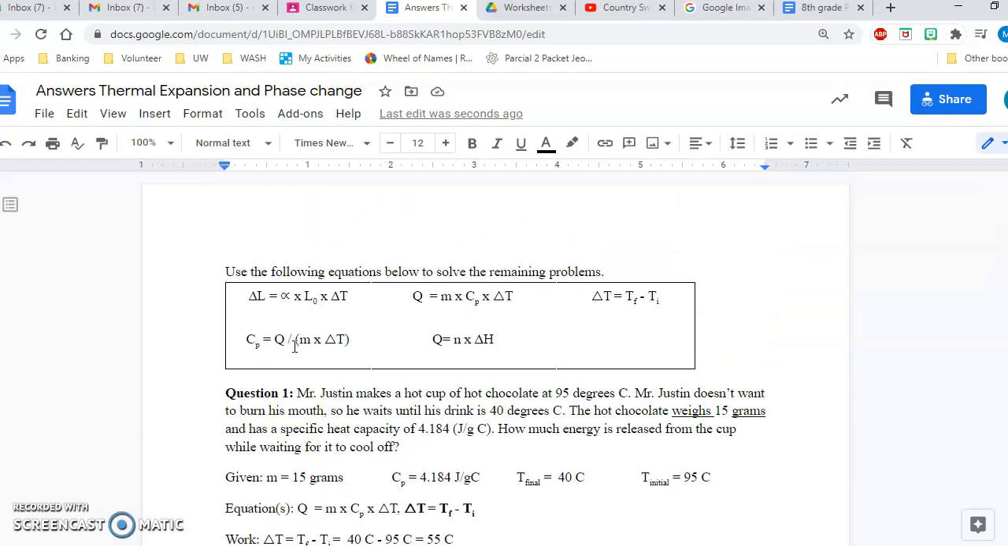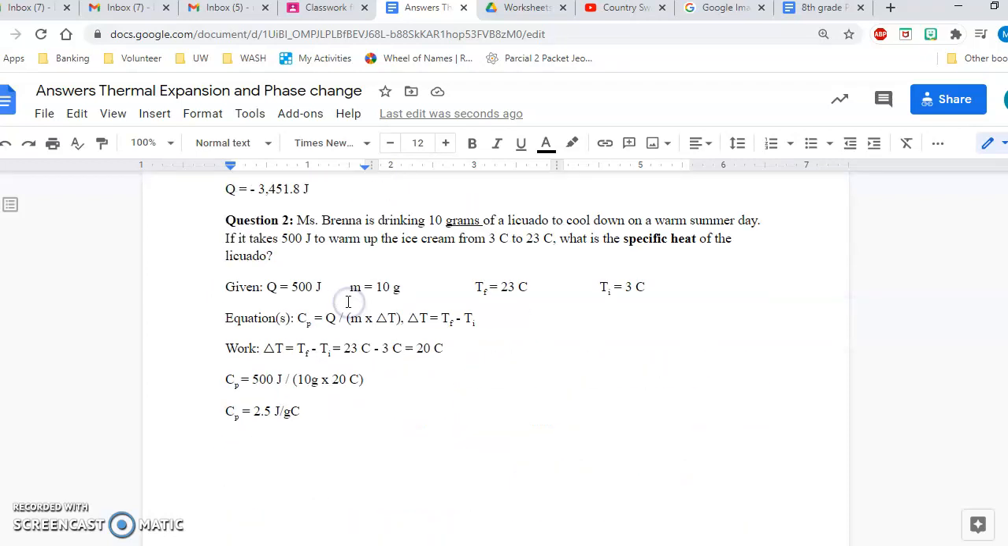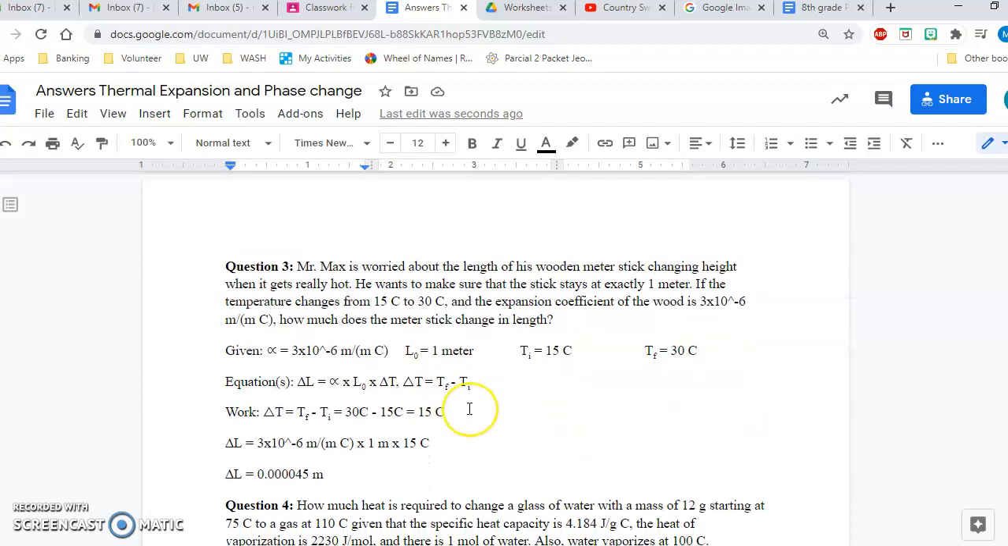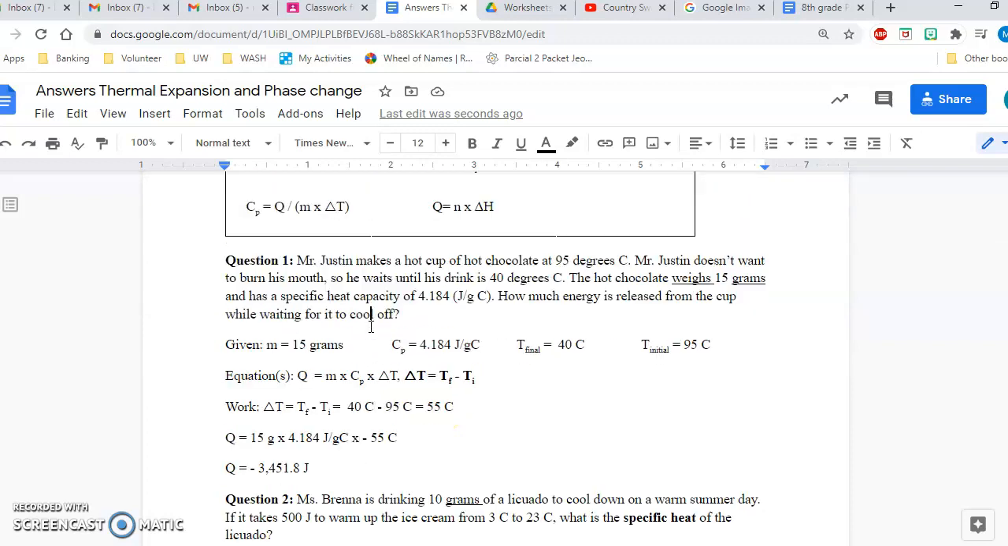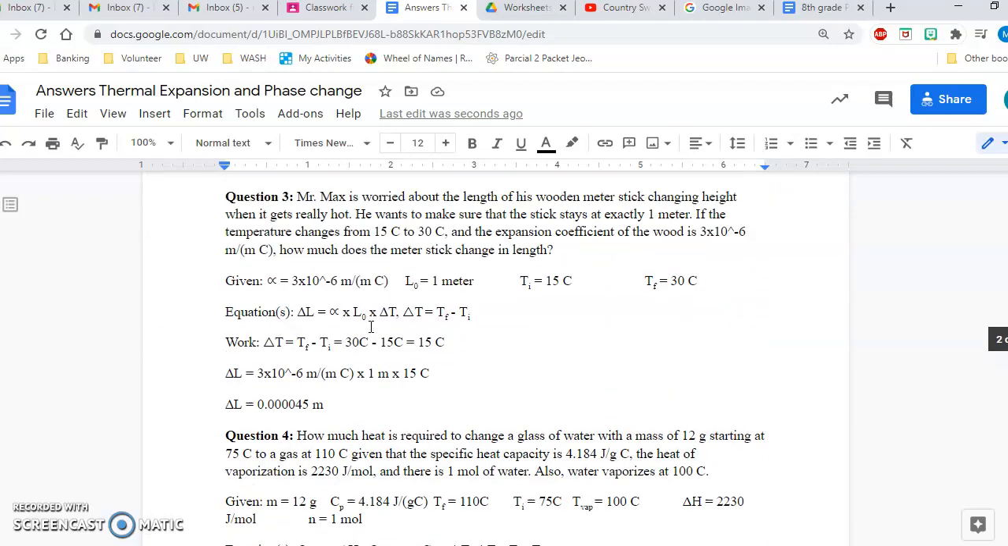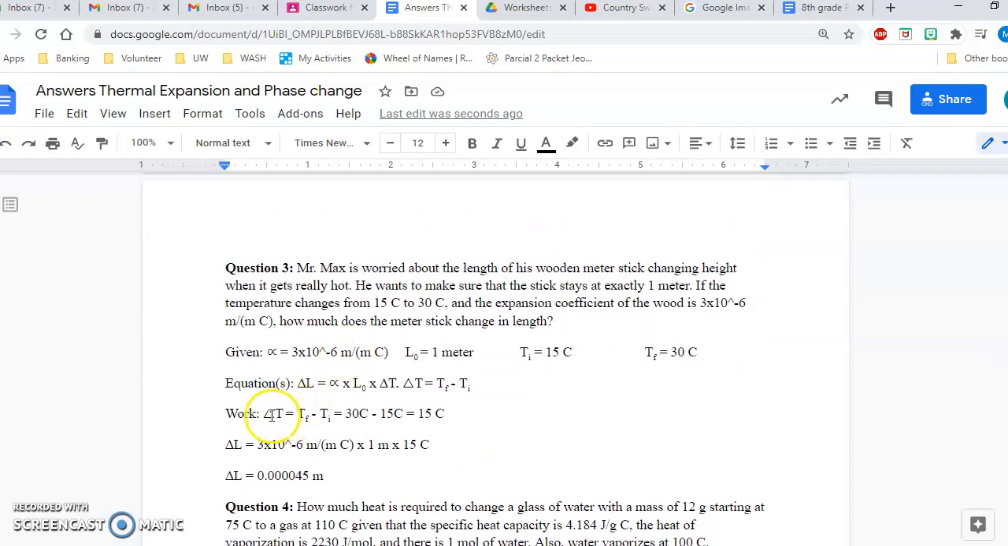And then we get to use our equation. So if we look up here, if we have a delta L, if we have alpha, if we have L sub naught and delta T, we're going to use this equation. But this time we don't have delta T, just like we didn't have delta T in number 2 or number 1. We need to find it. So first step is to find delta T. So we're going to take 30 minus 15 for delta T, and our answer is 15.